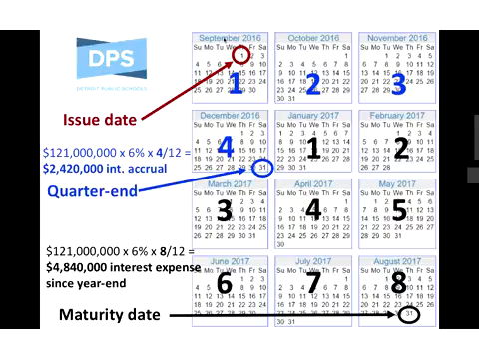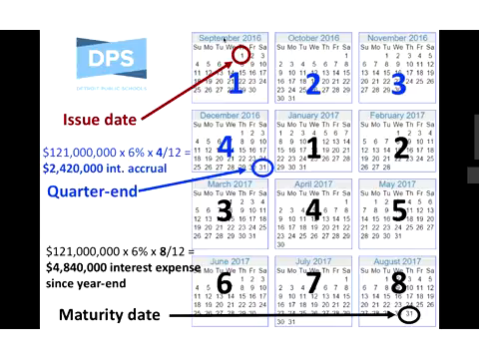So if we take the $121 million times the 6% times 8 months out of 12, we will get $4,840,000 interest expense. And that calculation is actually not written on here. Okay, so that 8 months interest is $4,840,000. I got that by taking the 8 months since the last time we calculated interest, 8 months over 12 times 6% times 121 million. Okay, so that's the $4,840,000. Make note of that because we're going to use it in a minute.